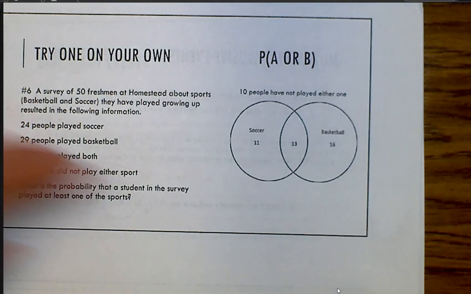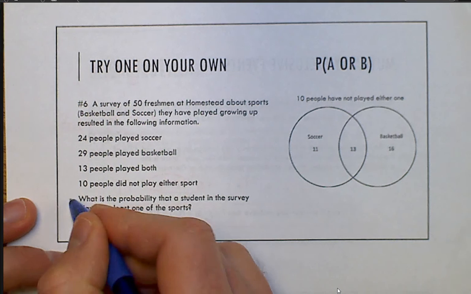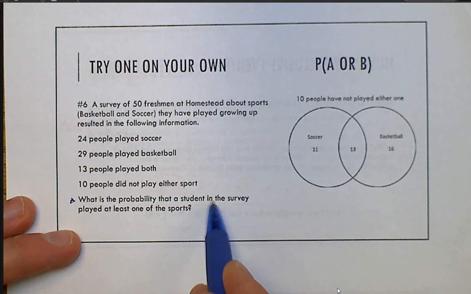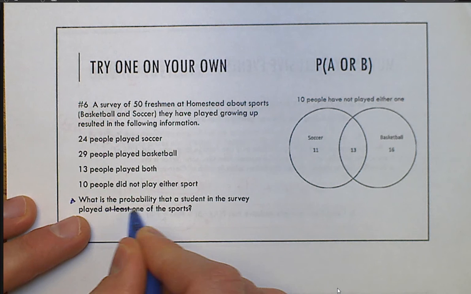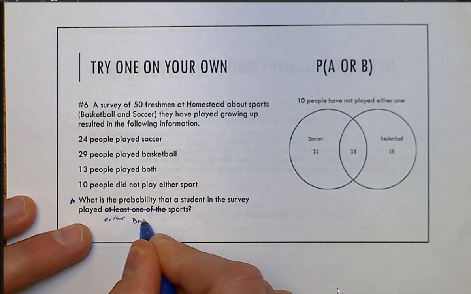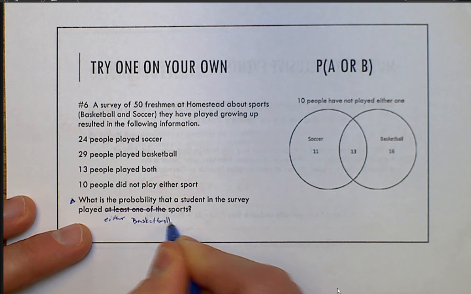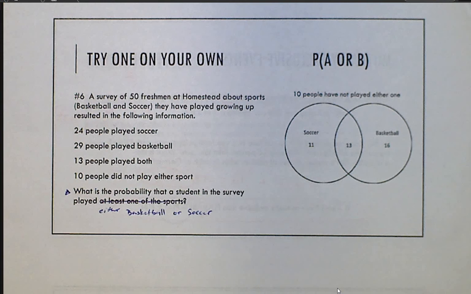All right, let's flip it over, and we're almost done here. This question actually was, I wrote it wrong, so let me fix this real quick. The question at the bottom should say, what is the probability that a student in the survey played either basketball or soccer. That's what I wanted it to say, okay? So hit pause, try this one, see what you can come up with.